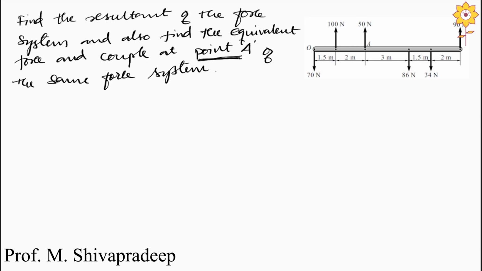So, first of all, in the parallel force system we have to find out the resultant. The resultant formula is R equal to summation of all the forces. So, R will be equal to, if you see the diagram, we have 6 forces. So, the summation of all the forces.